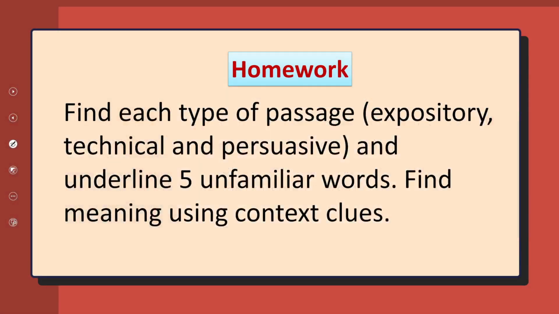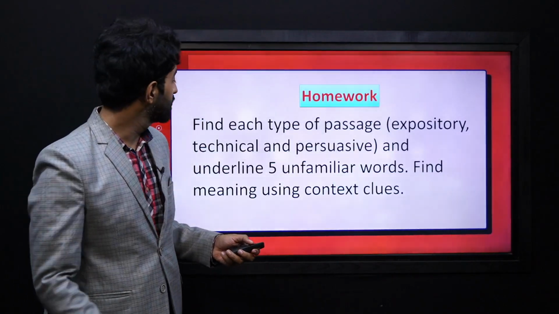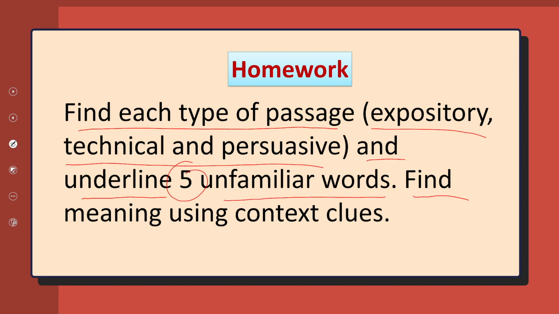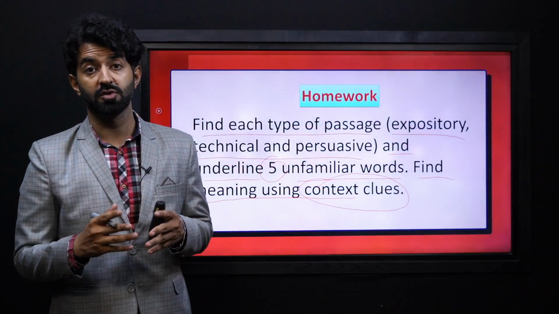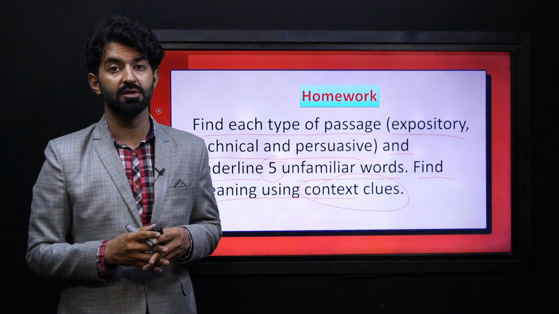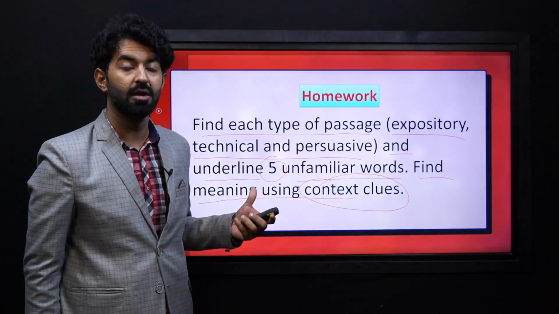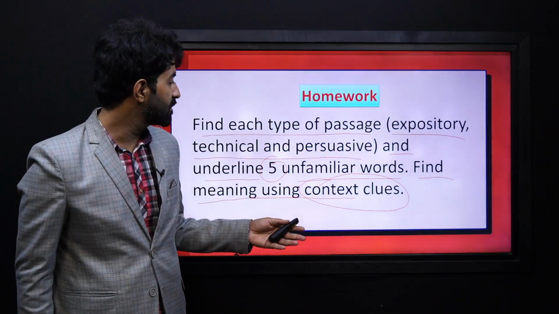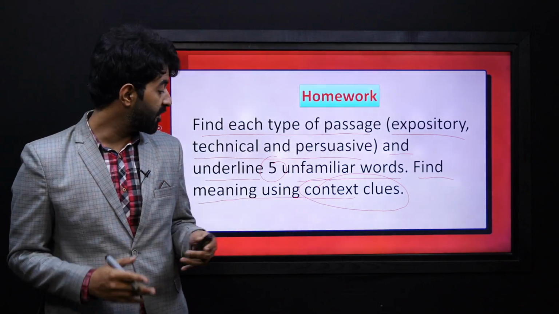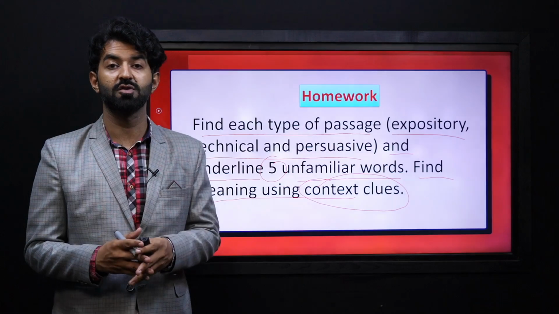Now, here is your worksheet. The homework is to find each type of passage, like expository, technical and persuasive, and underline 5 unfamiliar words. Find the meaning using context clues. So, my dear learners, in the student learning outcome, we saw different kinds of language and writing like expository, persuasive and also technical. So you will come up with 5 different words from such texts. Take any random passage, any random text, and find the meaning using context clues.